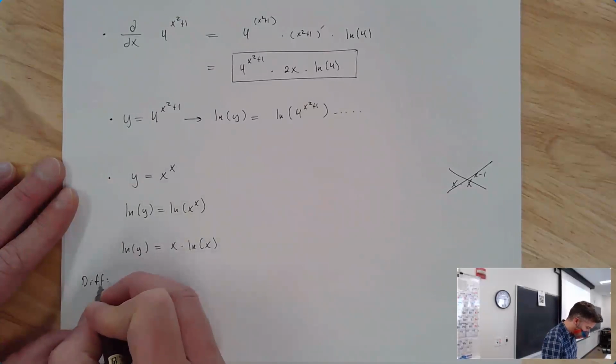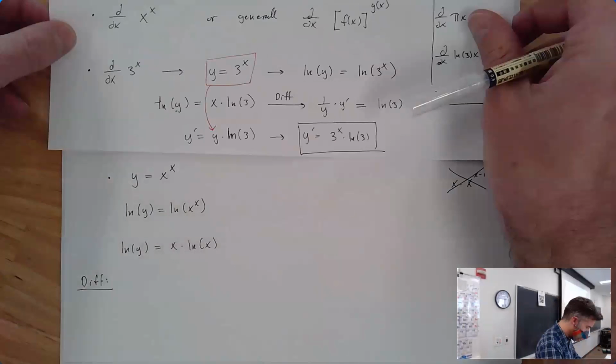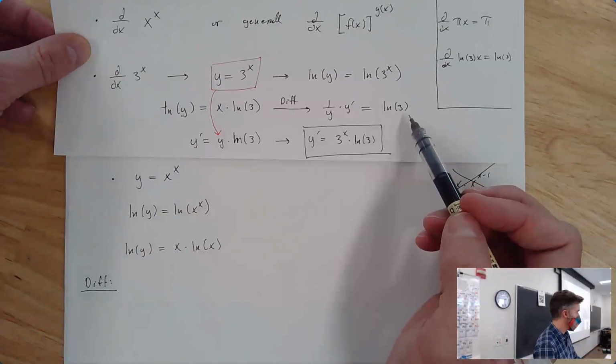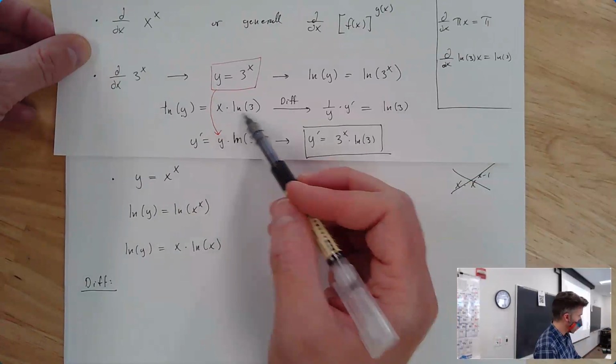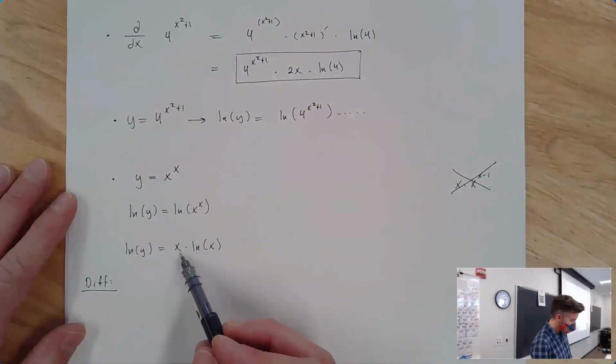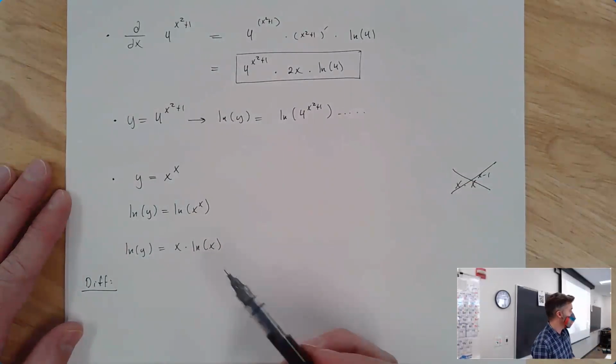Be careful. In the previous problem we did, when we differentiated both sides, the derivative of x times natural log of 3 was just 1 times natural log of 3, because it was an x times a constant. We no longer have that here. Now we have x times natural log of x. Both of those are functions of x. We're going to have to use which rule?